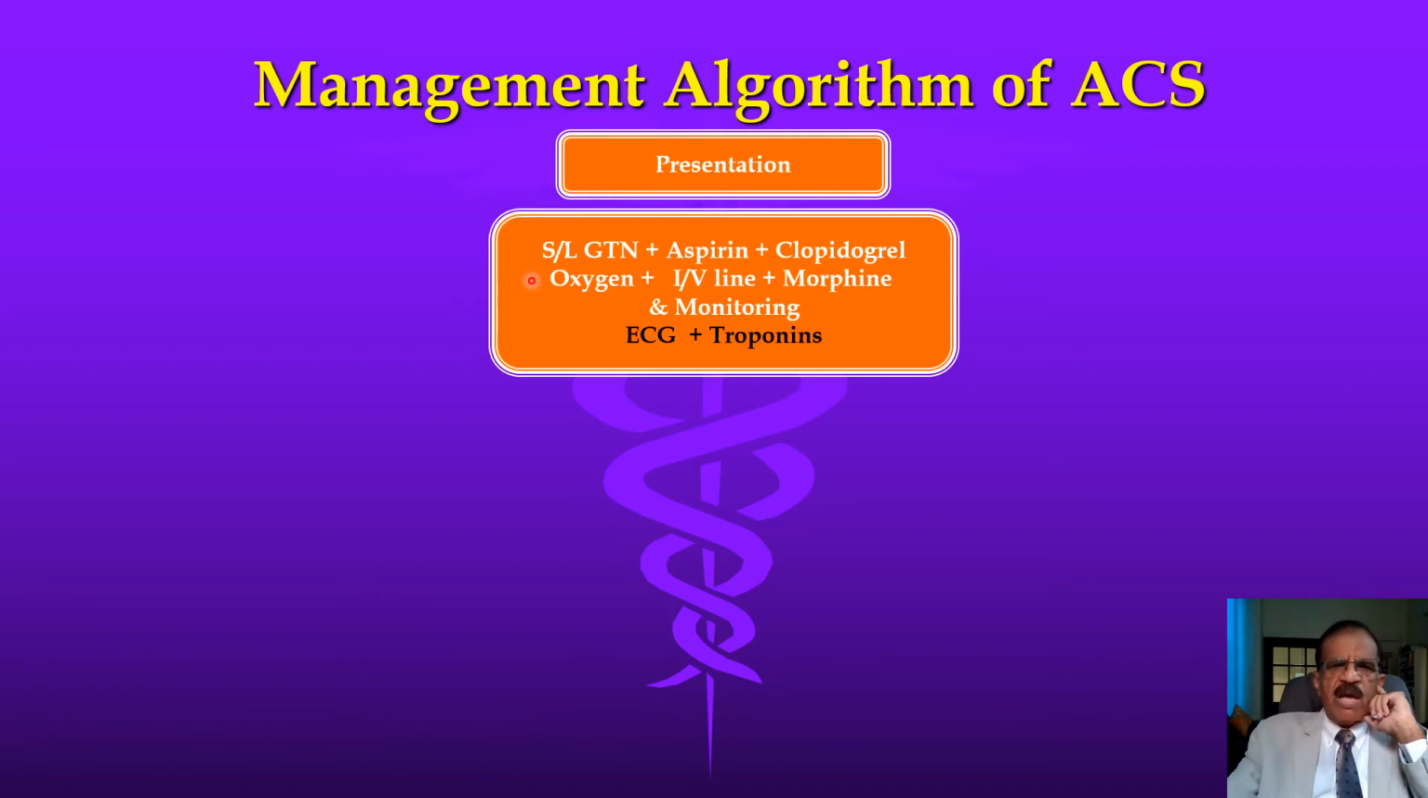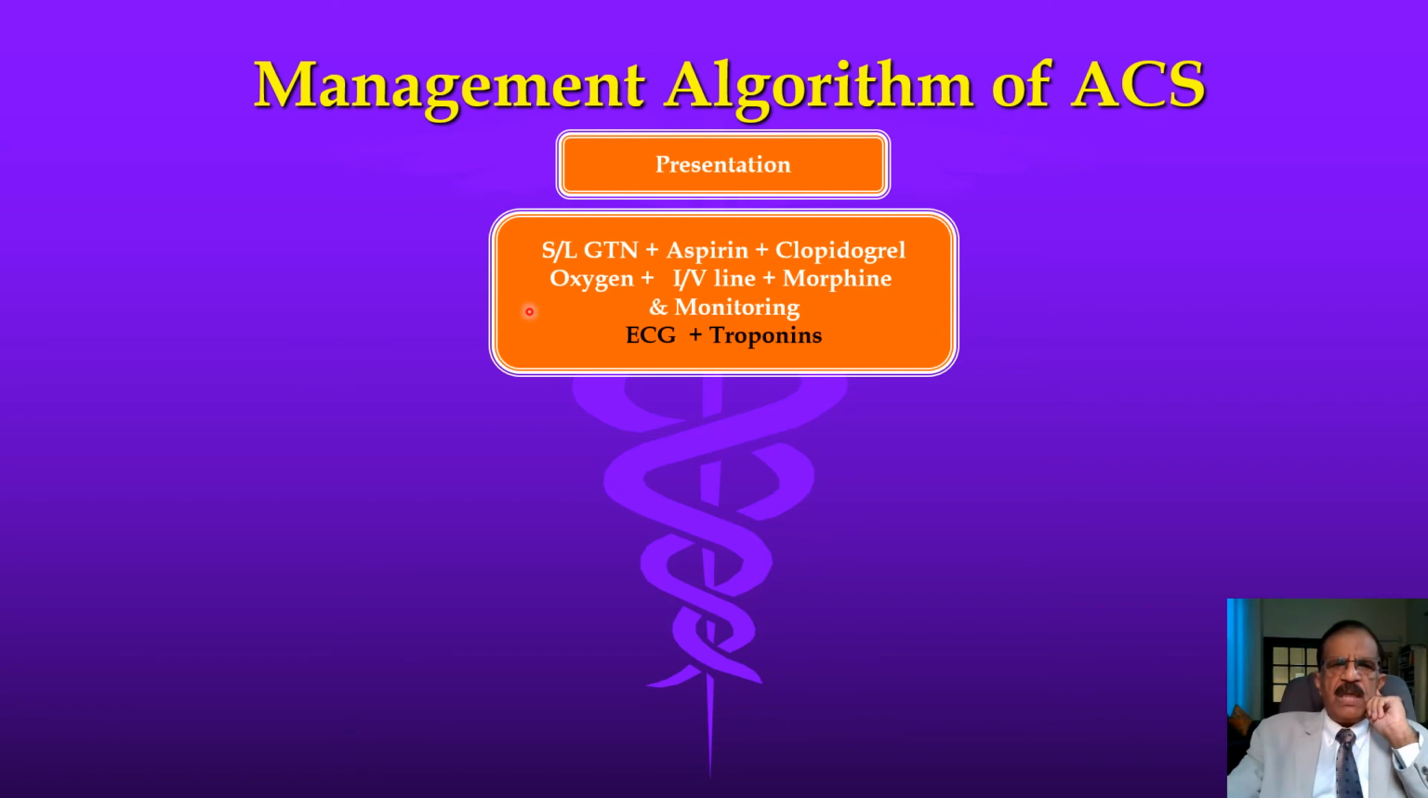So you administer sublingual glyceryl trinitrate and aspirin, typically 300 milligram, even if the patient was taking aspirin previously, the maintenance dose. Clopidogrel, again typically 300 milligram. Now glyceryl trinitrate, aspirin and clopidogrel can be given immediately at the time of presentation or at the time of your first encounter with the patient. If the first encounter was telephonic and on telephone you had the chance of taking history, and if on the history you were reasonably sure that this is acute ischemic pain, you ask the patient to take these 3 drugs.